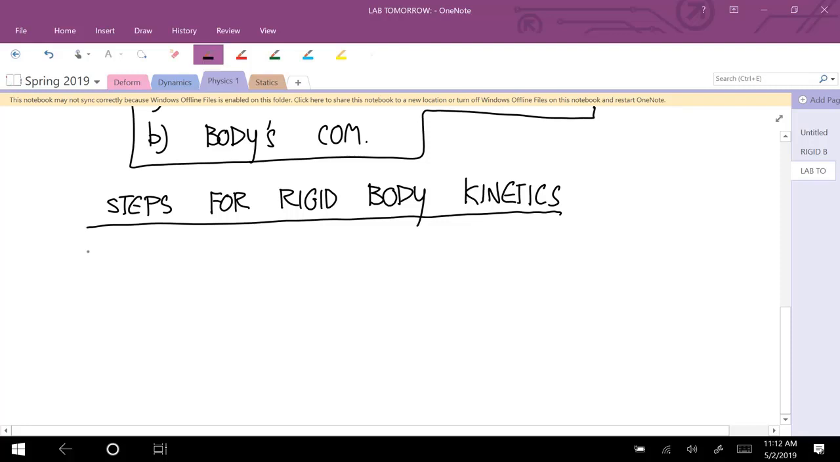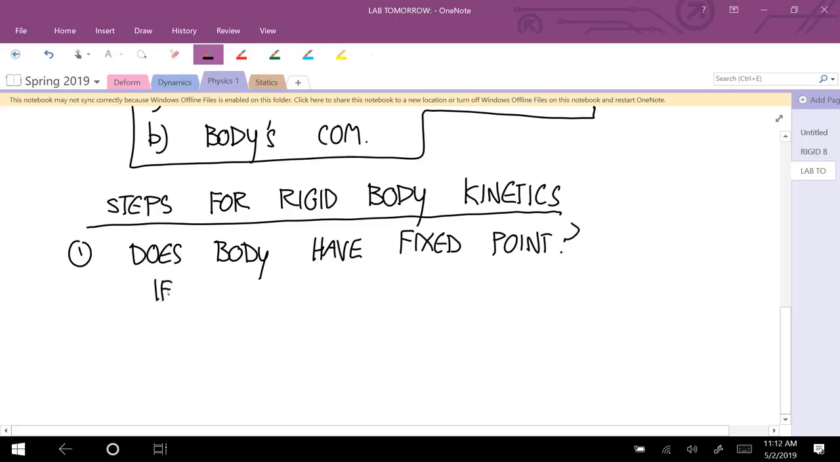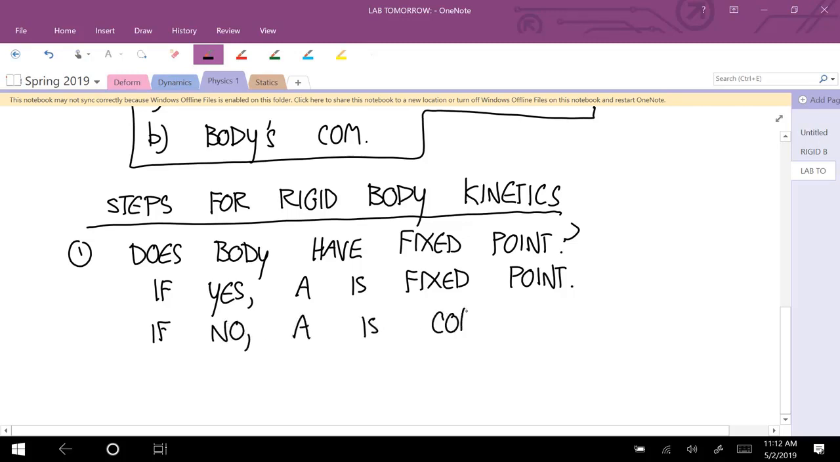Okay, so the first thing you have to do is, does the body have a fixed point? Is there a point on the body that's fixed in the coordinate system, like a hinge connecting the body to the wall or the floor or something? If yes, then the about point A is the fixed point. If no, then the about point is the center of mass of the body.